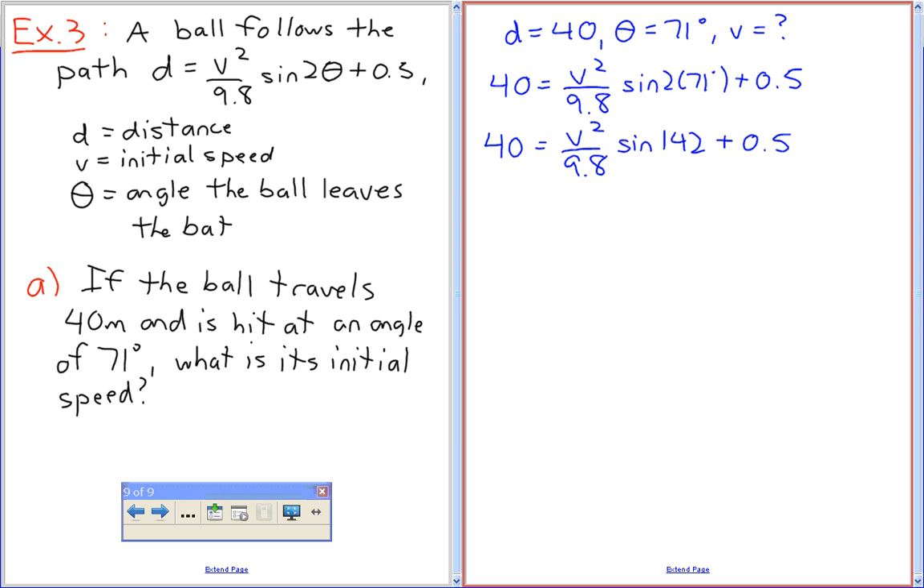Okay, Alex, you're up. I want to get v squared by itself. What's the first thing I do, please? Now just be careful. Hold on a second. Remember, think of it like your math teacher, like an onion with many layers. Your first step is the thing furthest away from the v squared, so the 0.5 is going to come across first. So that's going to turn to 39.5 equals v squared over 9.8 times sine 142.